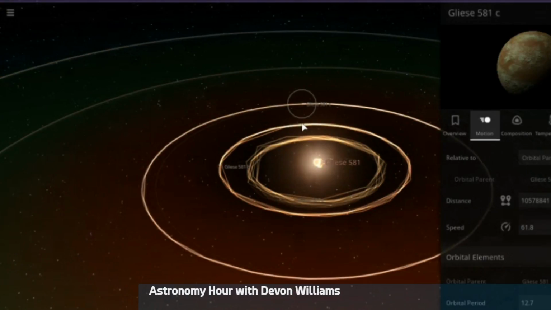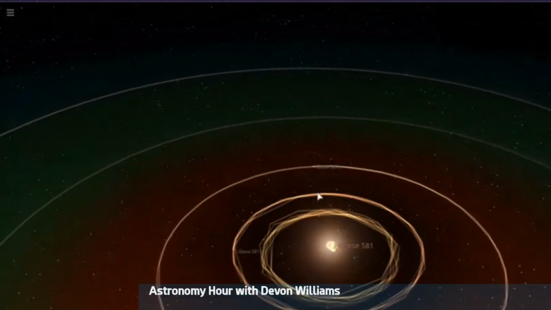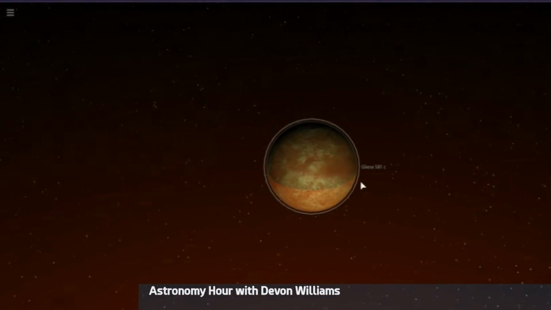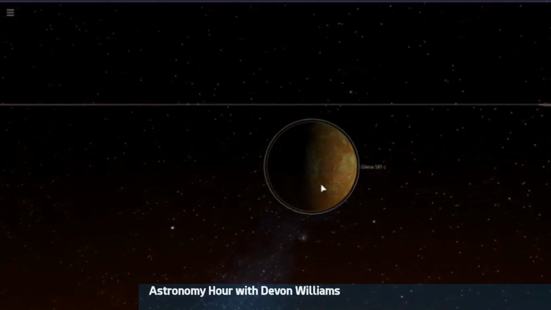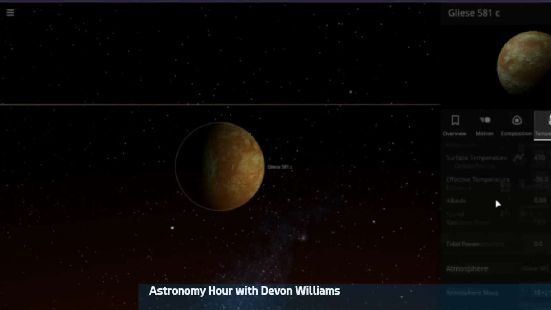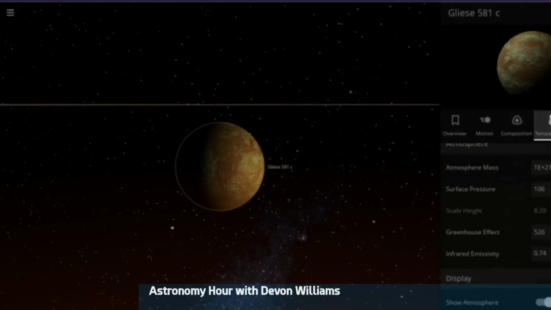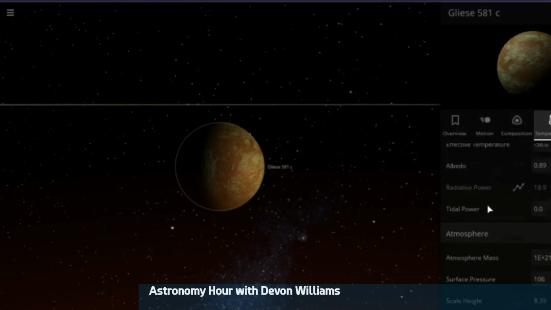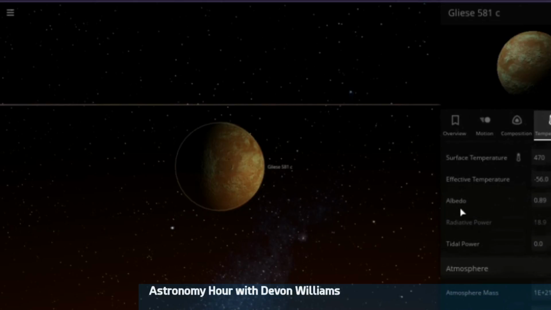And now we get to what is likely the hottest planet in this solar system, and that is Gliese 581c. And the unfortunate part here is that despite my best efforts, I have not been able to get this software to render this planet's atmosphere. I don't know why. It's just refusing to render the atmosphere, but that is just how it is, unfortunately.